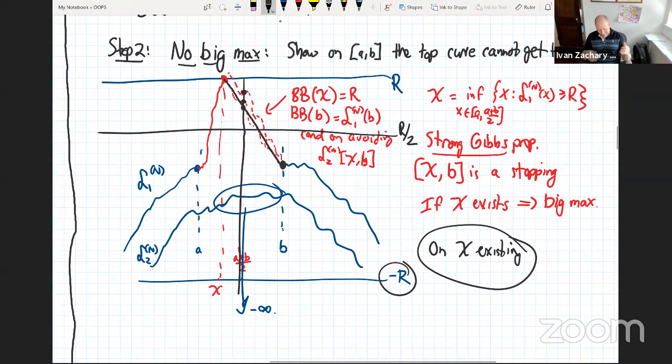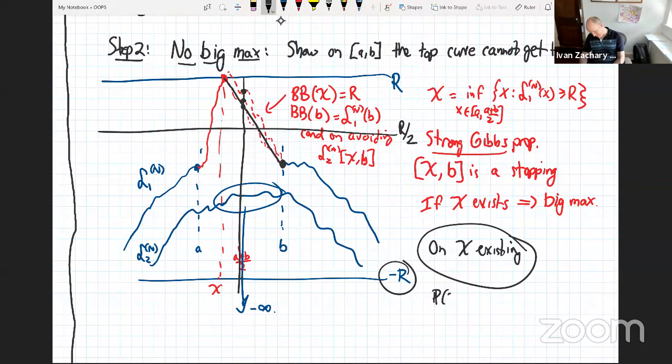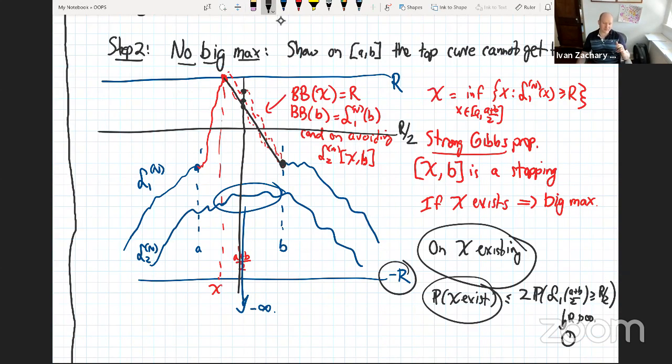So what this is all telling us is basically that the probability that this chi exists is closely related to, it's something like, maybe 2 times the probability that the value of the midpoint is bigger than or equal to R over 2, this is what the argument shows. And this thing is anyway going to 0 as R goes to infinity in a uniform way in n. And so that tells us that it's very unlikely to have these random times where you have these big maxes.